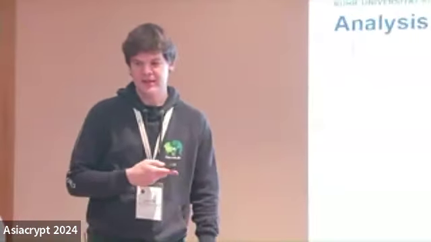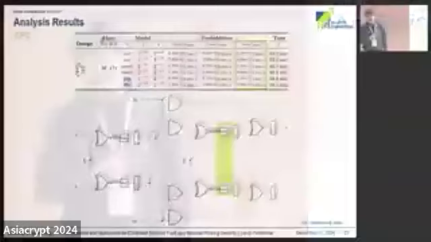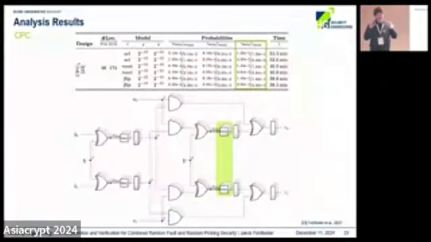So we have a probability Q, which is the fault probability for all the gates independently. And P is the leakage probability, which is for all the wires independently. So basically, we have a scenario where faults can happen in all the gates and all the wires can leak.